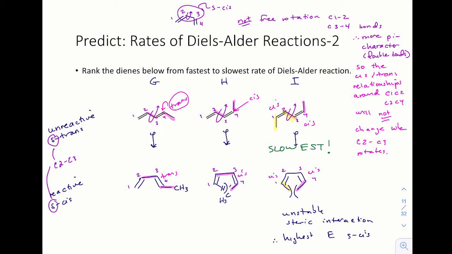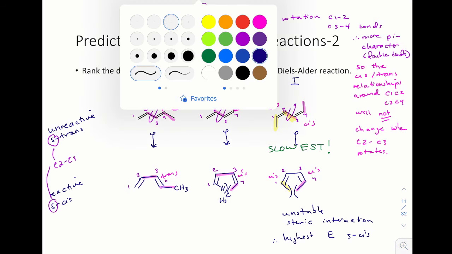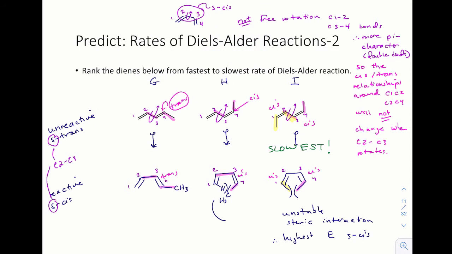Molecule H has a similar but not quite as bad steric interaction between the methyl group on carbon 4 and the hydrogen on carbon 1. And of course, these are just arbitrary numbers. They're not nomenclature numbers. All right, so there we have a steric interaction. It's not quite as bad as for I, where it's two methyl groups interacting, but it is still high energy and much higher energy than the two hydrogens that are in the middle in molecule G.